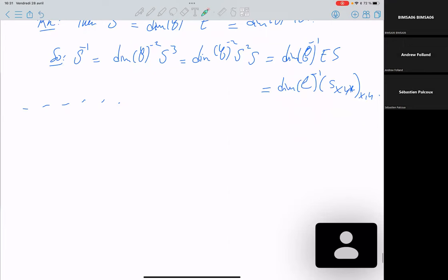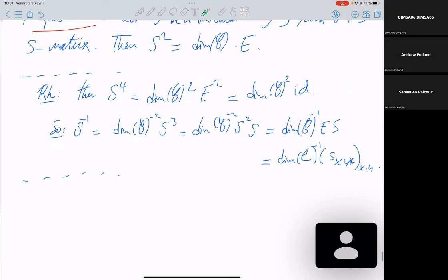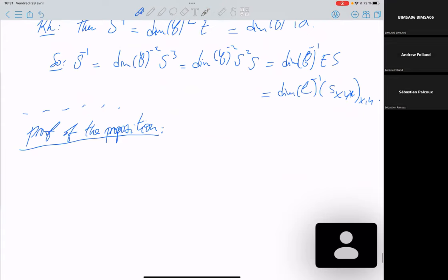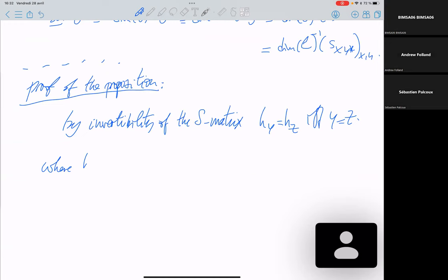So now the proof of the proposition. By invertibility of the S matrix, these two characters defined before are equal if and only if the simple object is the same. I already mentioned that, where this is a character of the Grothendieck ring defined involving the entries of the S matrix.